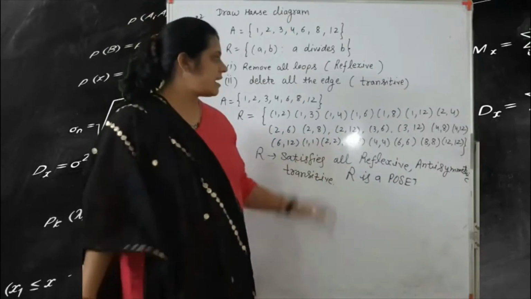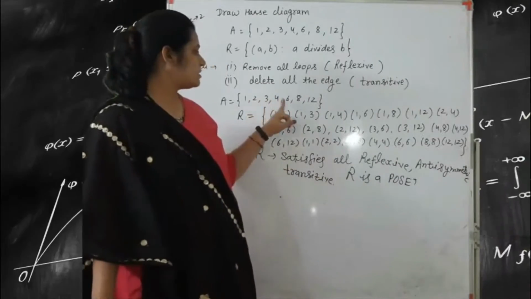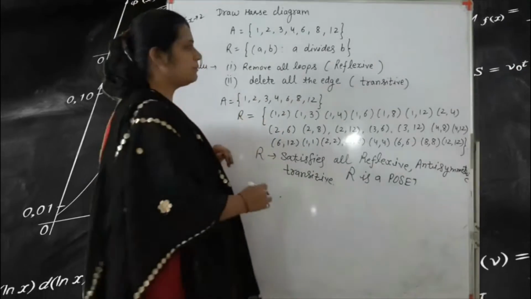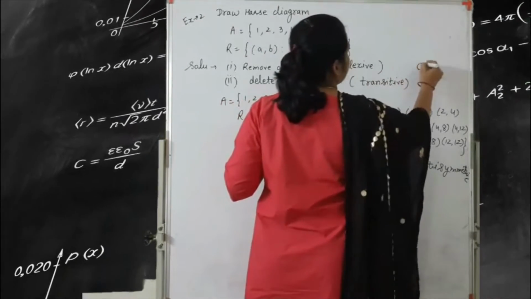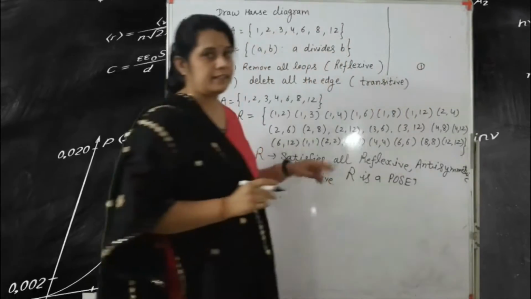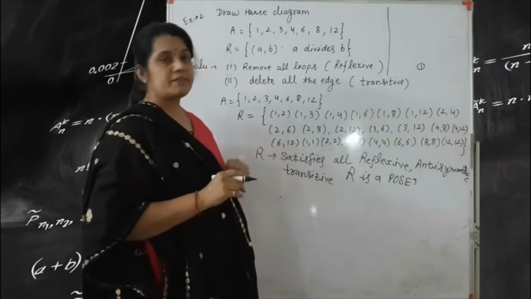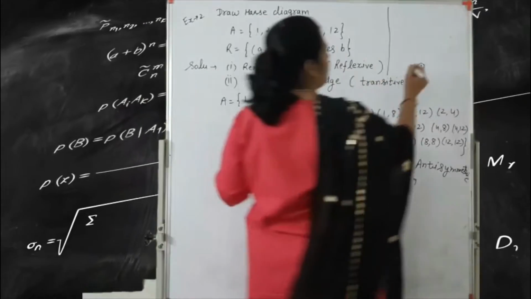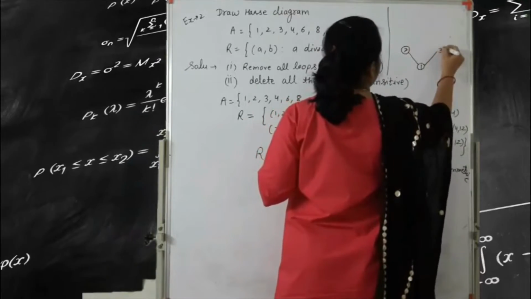Okay, so let's start the Hasse diagram. So we have 1, 2, 3, 4, 6, 8 and 12. So the bottom element is what? The bottom element is 1. Okay, so we write here the 1. What is the diagram? 1. Okay, so 1 divides 2 and 1 divides 3. So 2 does not divide 3. So we write here on the opposite sides, so this is 2 and this is the 3.